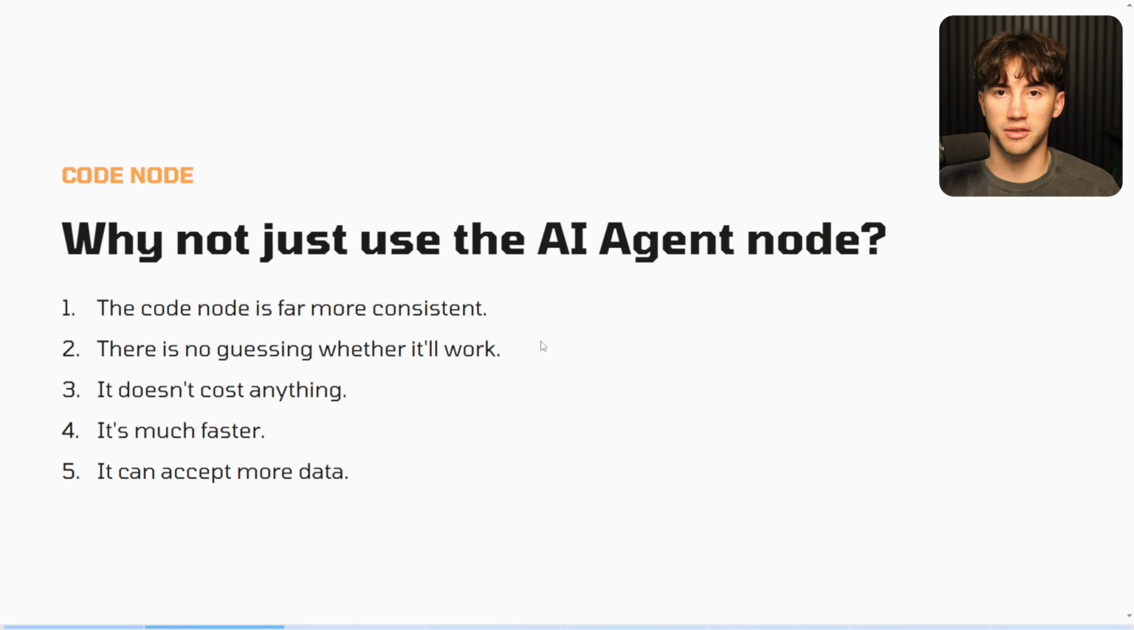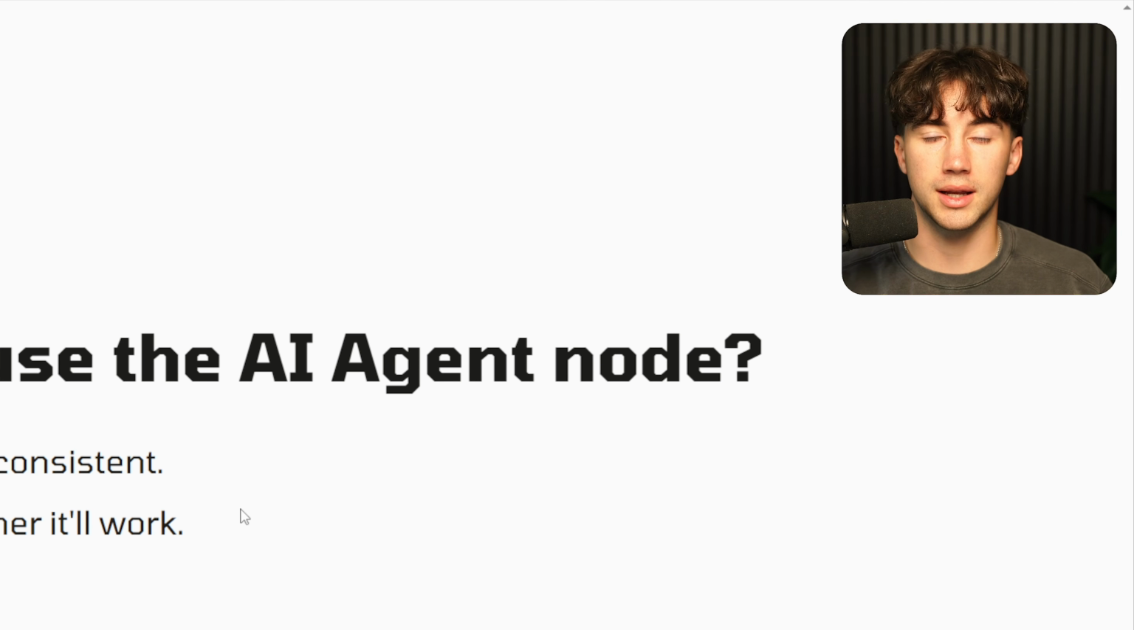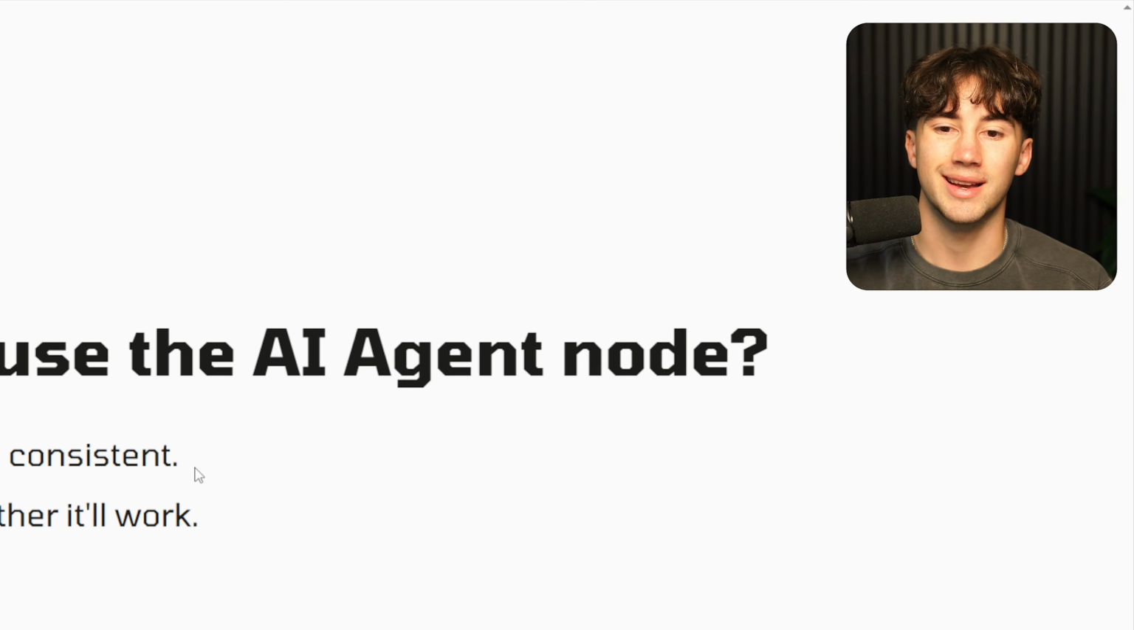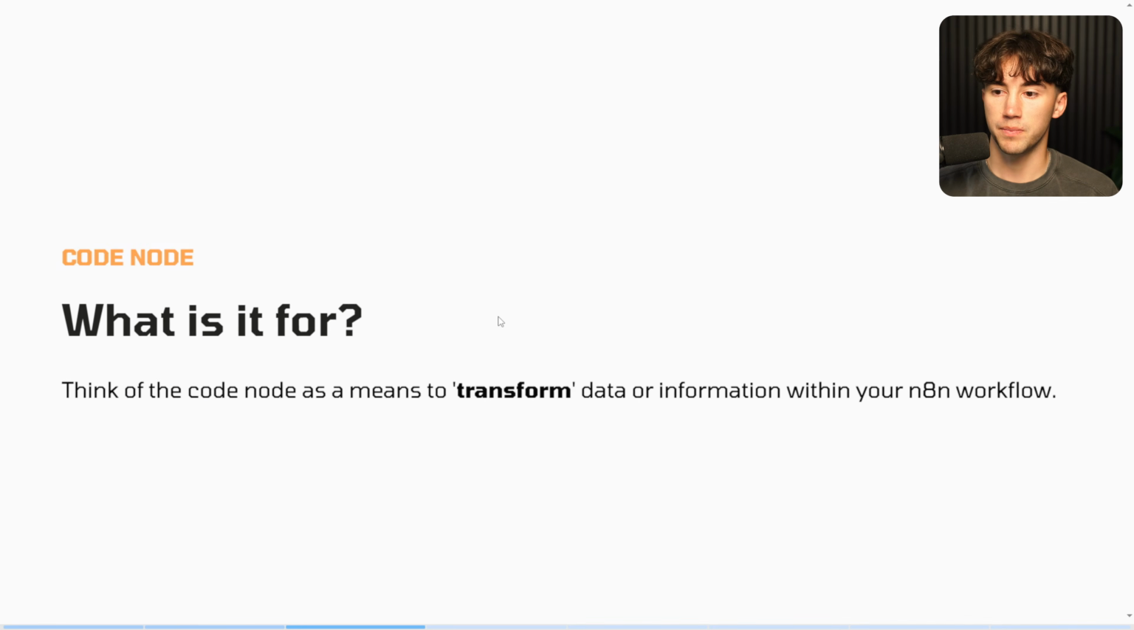Number 3, it doesn't cost anything, right? You're not using AI agent, context, token, cost, APIs, all of that stuff. It's just native to N8N, and you can create this JavaScript code with AI in order to do the work for you. Number 4, it's much faster than an AI agent node. And number 5, it can accept more data. It doesn't have a context window. You can just throw data in, it does what it needs to programmatically, and then you can move from there on out.